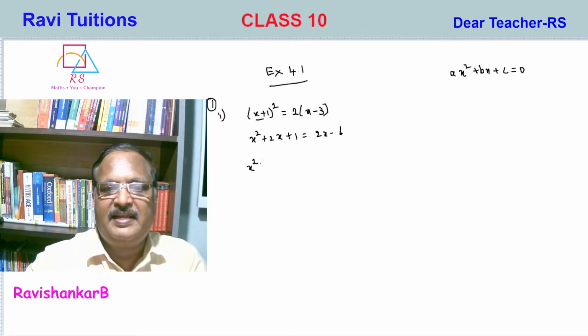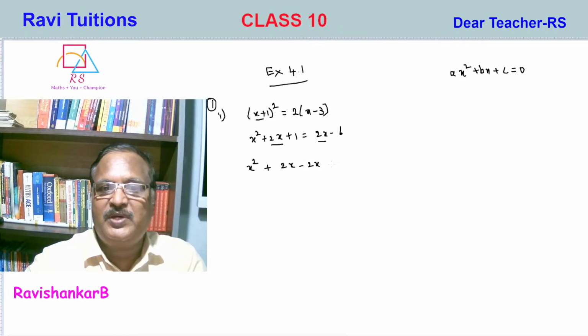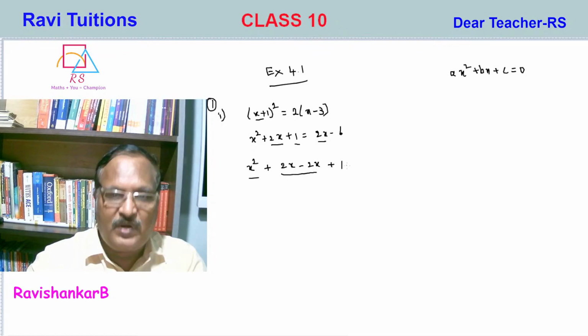There is only one x square. Right hand side there is no x square term. Now in the left hand side x term there is a 2x, and right hand side also there is one 2x. You bring the 2x to this side, so it will become minus 2x. This is the x square term, this is the x term, and then the constant. Constant on the left hand side 1 is there, right hand side minus 6 is there. You bring that to the left hand side, plus 6 is equal to 0.